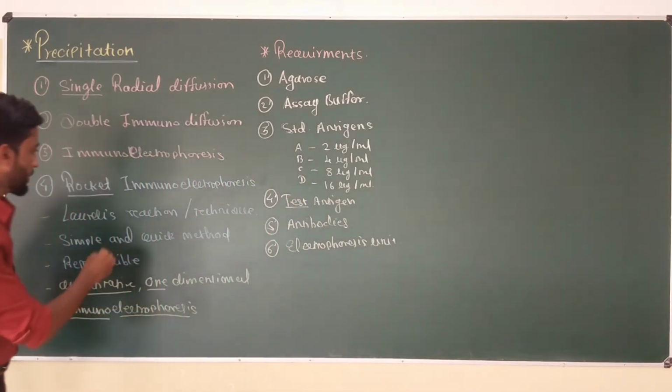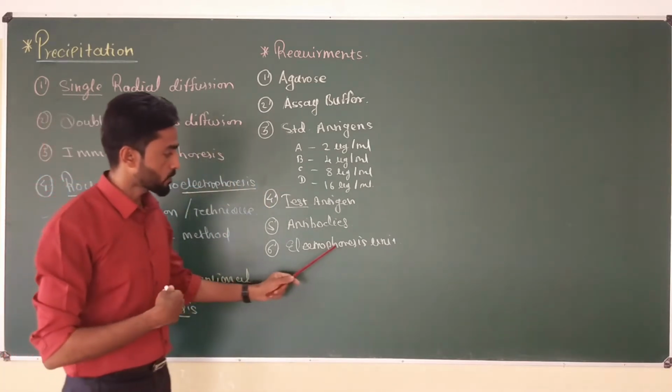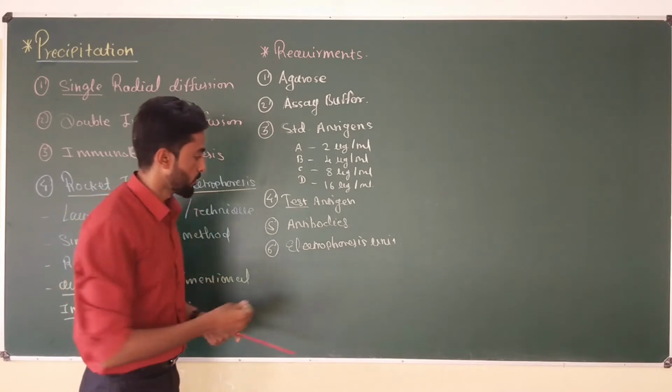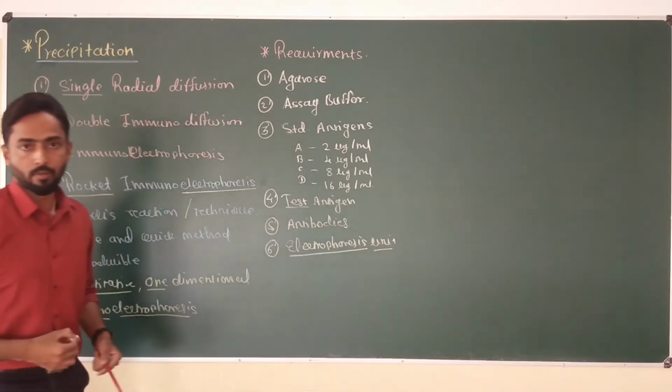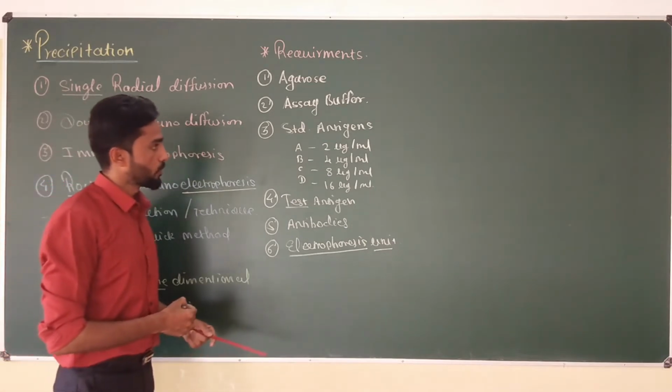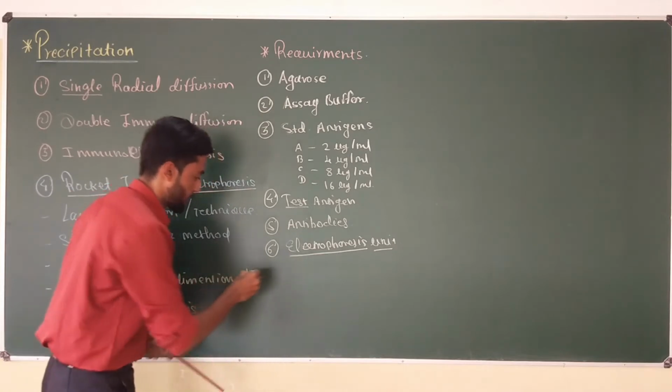Because it is a rocket immunoelectrophoresis, we are going to perform electrophoresis of the antigens. So we're going to need an electrophoresis unit in the requirements. Now we're going to see the step-by-step procedure of rocket immunoelectrophoresis.